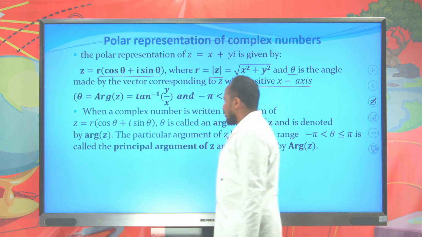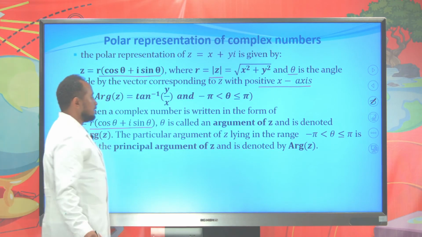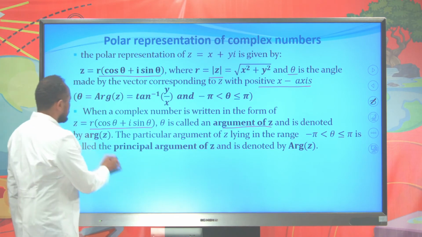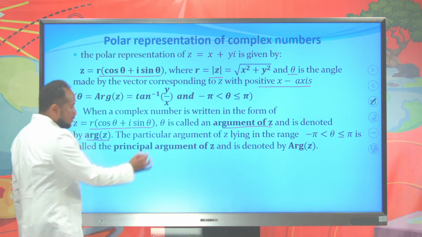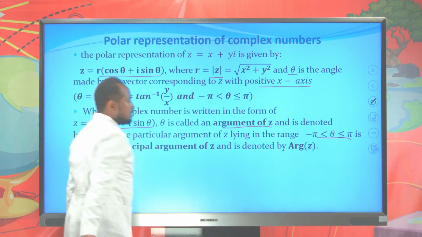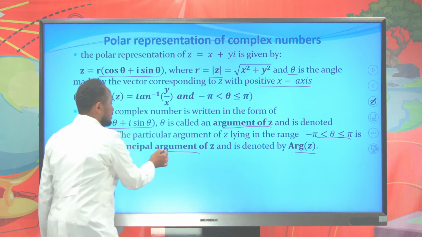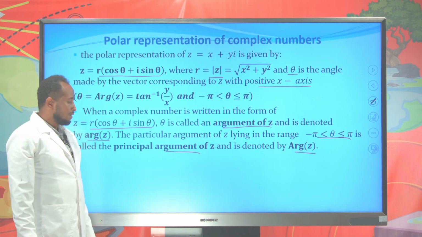When a complex number is written in this form, theta we call the argument of z, denoted by small a, arg of z. And the particular theta found between this interval, we call the principal argument, written capital A rg of z.